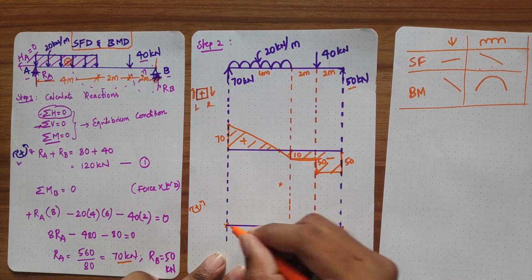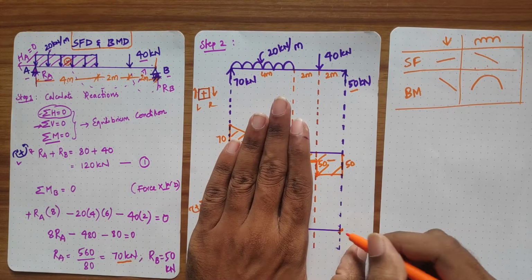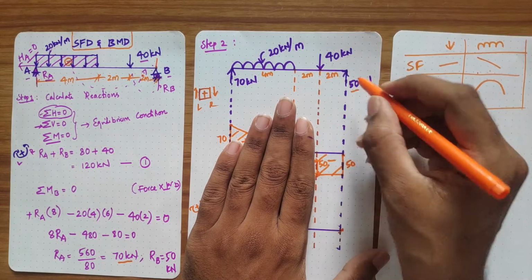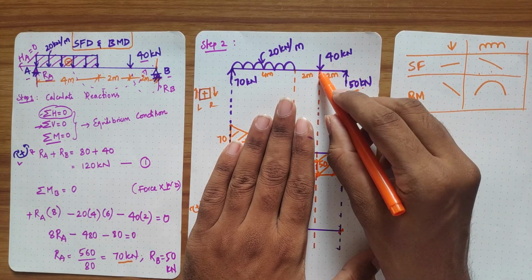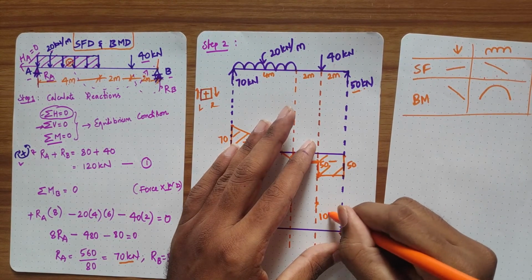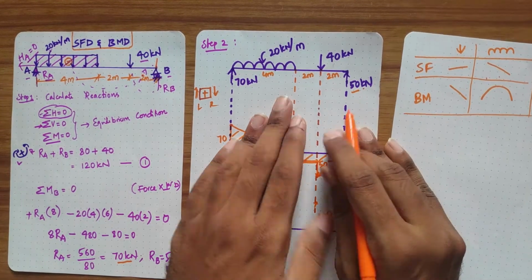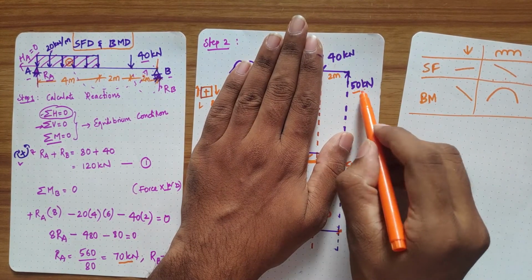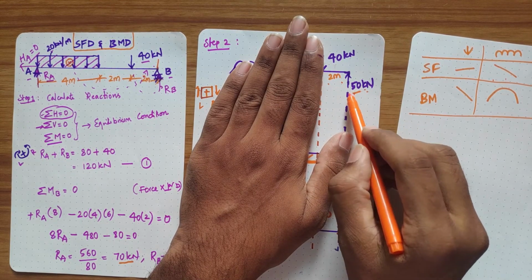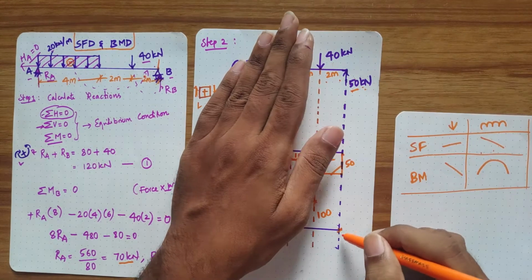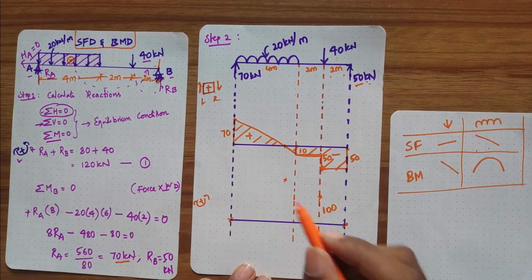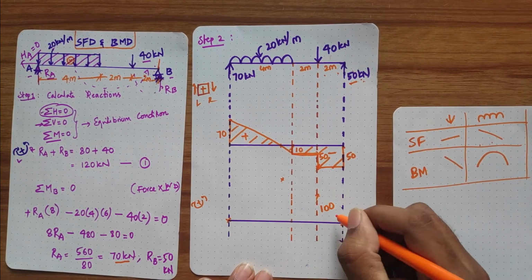So considering 0, look at here. Force into perpendicular distance is the bending moment. From here to here, what is the force? 50. Distance up to this point is 2. So this will be 100. I need not worry about anything else. Up to this point we have a force of only 50, and 50 into 2 gives 100. That is acting in the anti-clockwise direction. Since I am moving from right to left, anti-clockwise will be taken as positive. So positive 100.